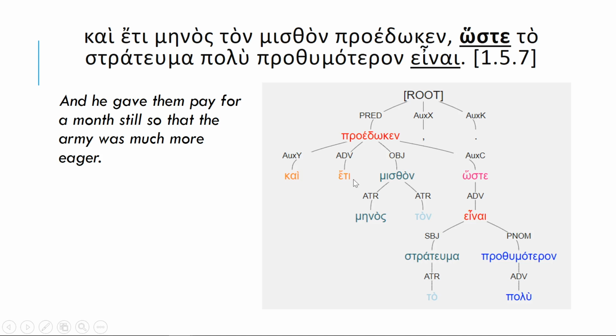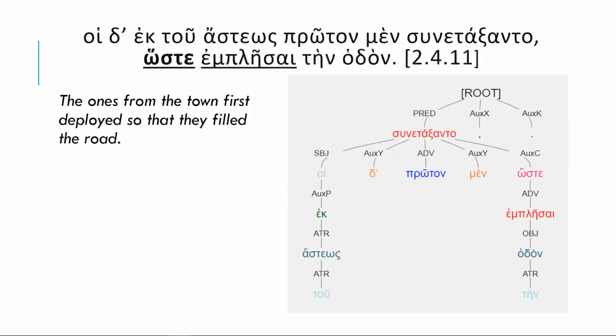So yet he paid the money of a month, so a month's worth of money, with the result that the army was more eager by much, so much more eager. It's not the purpose, it's the result, right? Again, the subject is in the infinitive, but it's just easy. You see the hōste. Now, in this case, there is no earlier adverb or adjective in the sentence on which to hang it.